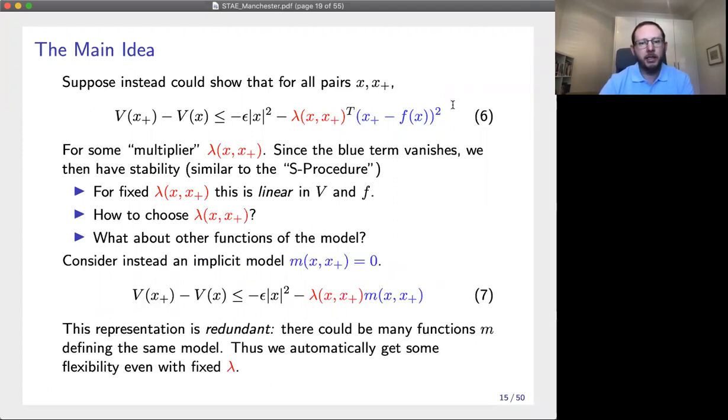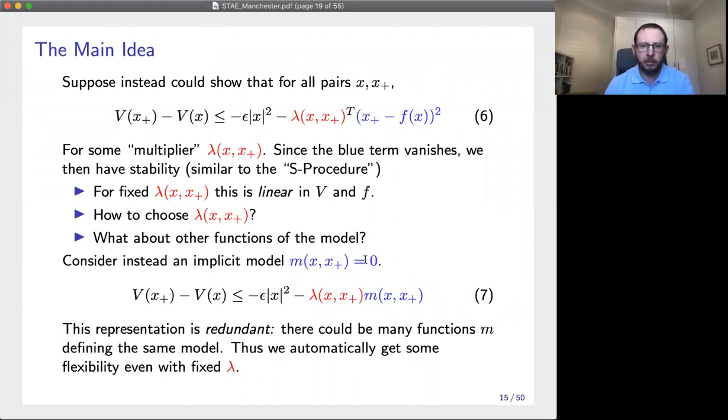So the main idea in a lot of what we do is to consider implicit models, which we'll call m of x and x plus. This defines an implicit relationship between x and x plus via some function of both which equals 0, instead of an explicit model which defines x plus in terms of f. And then we replace this term with m here. So it's the same thing.